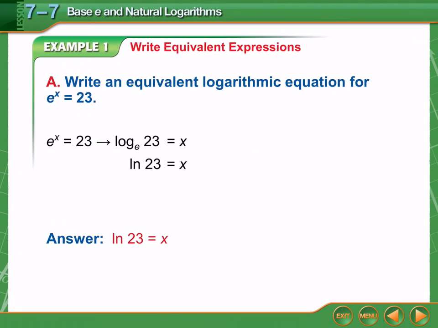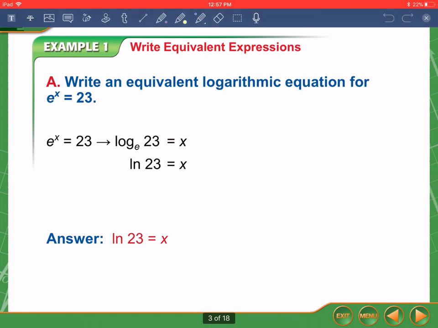So I'm going to write an equivalent logarithmic equation for e to the x power equals 23. The best way to approach this is to put it in logarithmic form, how we've done. So you have log, your base is e, of 23 equals x. And anytime you see log base e, you're going to replace it with natural log. So that's how we get the natural log of 23 equals x. And this is something you can put in the calculator and crank out a value for.